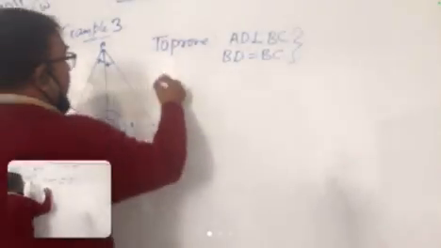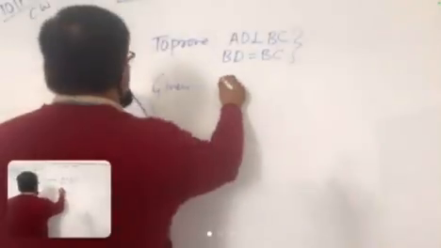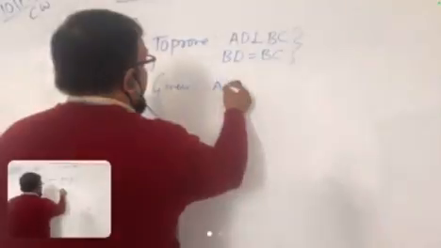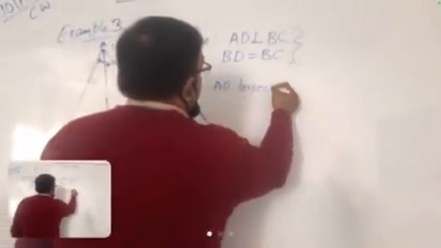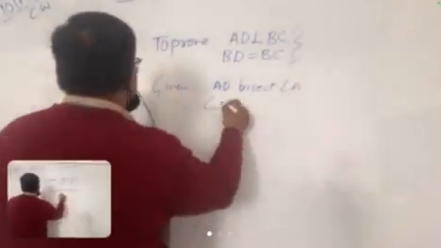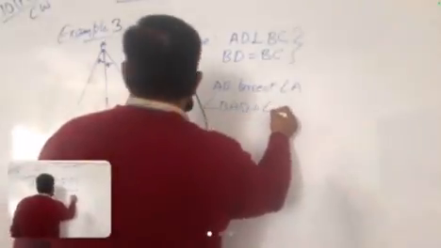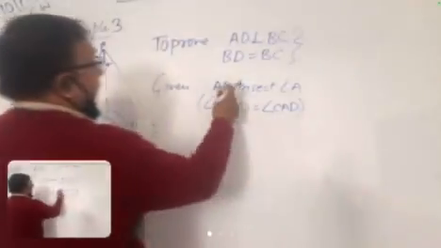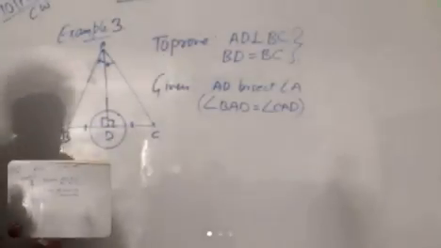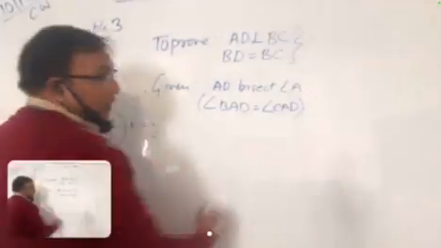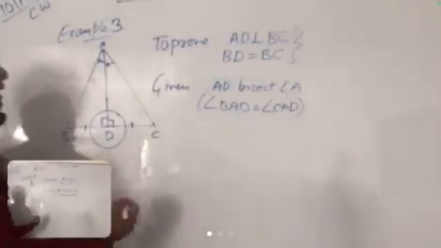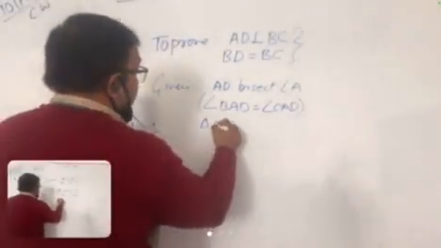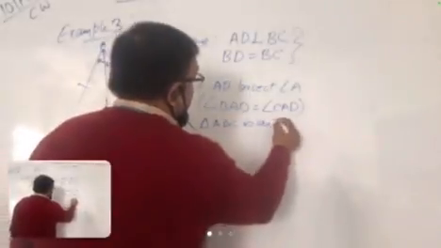And the given is, sorry, AD bisects angle A. It means that angle BAD is equal to angle CAD. If AD bisects angle A, then angle BAD is equal to angle CAD. This is the given here. And the second thing is, it is an isosceles triangle, which means triangle ABC is an isosceles.